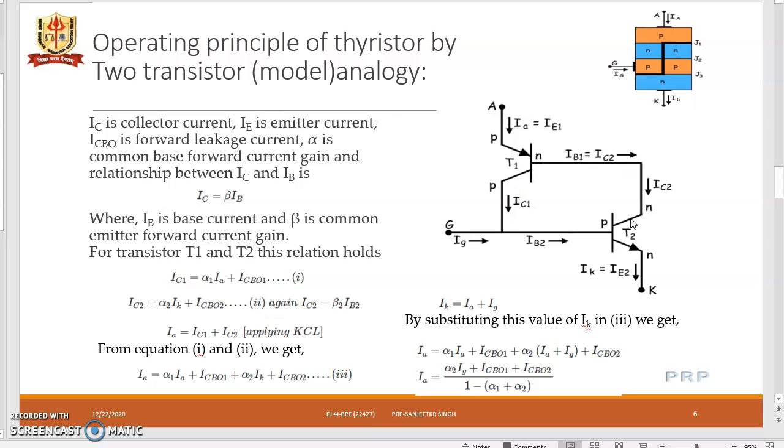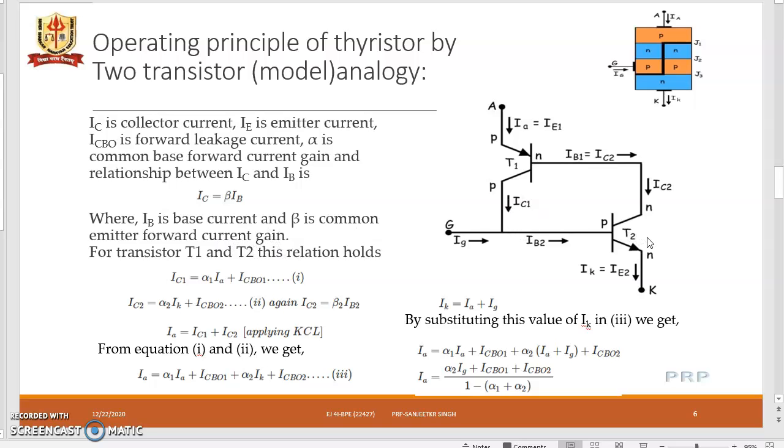So the base of one is the collector of another, base 2 is the collector of first, whereas the main current, anode current, is nothing but the emitter current of first transistor, and similarly cathode current is the emitter current of the second transistor. IC is the collector current, IE is the emitter current, and ICBO is the forward leakage current. Alpha will be the common base forward current gain, and the relationship we know between IC and IB is IC equal to beta times IB, where IB is the base current and beta is the common emitter forward current gain.